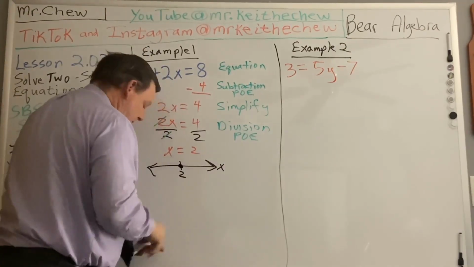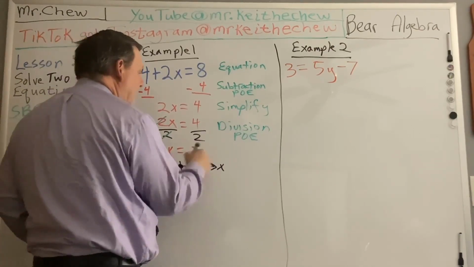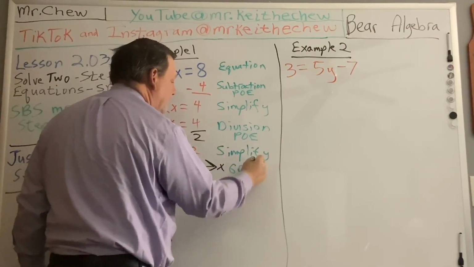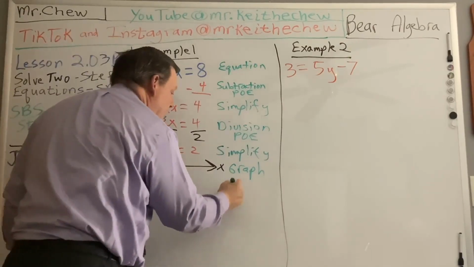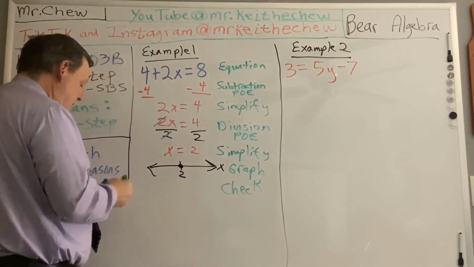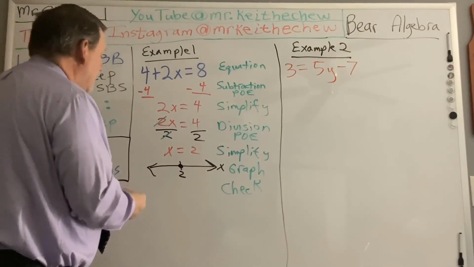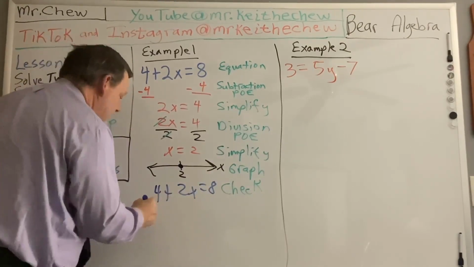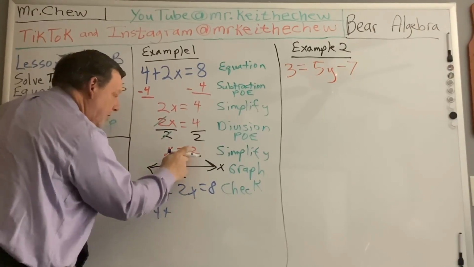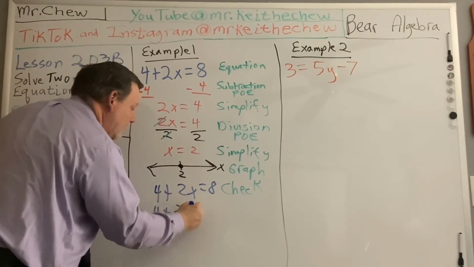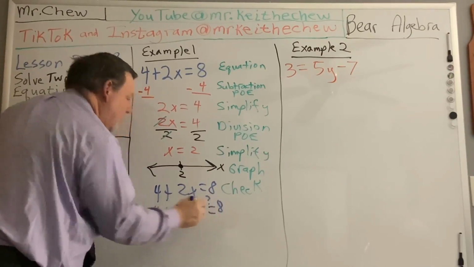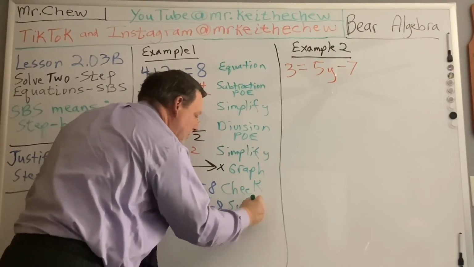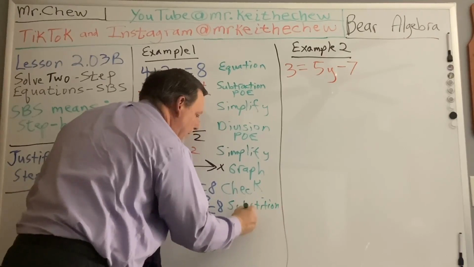So for my reasons over here, on my x equals 2, that was a simplify step, and this was a graph step. After we graph it, we're going to check it. And when you check it, you're going to rewrite the original and then substitute and see if it's true. So I substitute the value that I graphed here and that I said it was equal to. Put a question mark above the equal sign. And this is called the substitution property of equality.